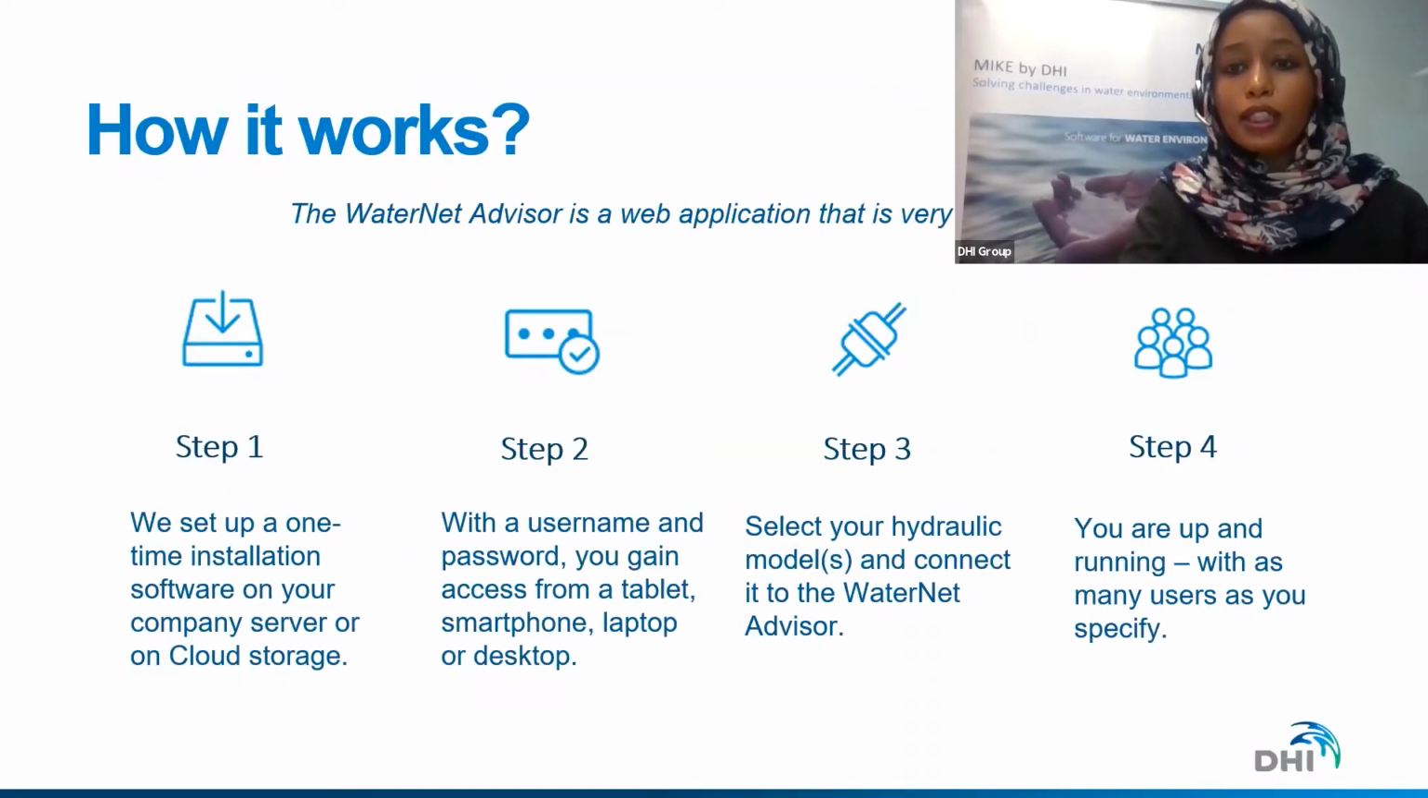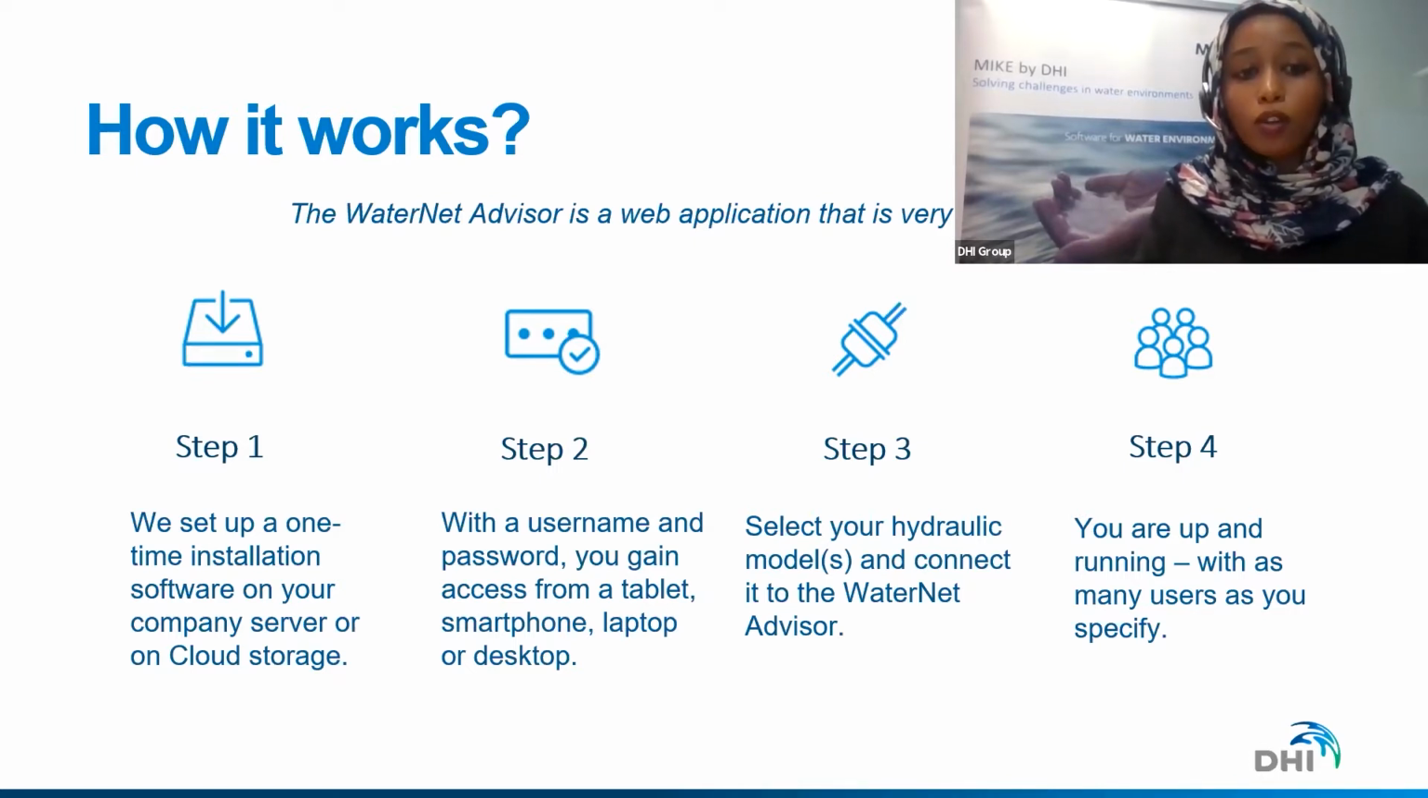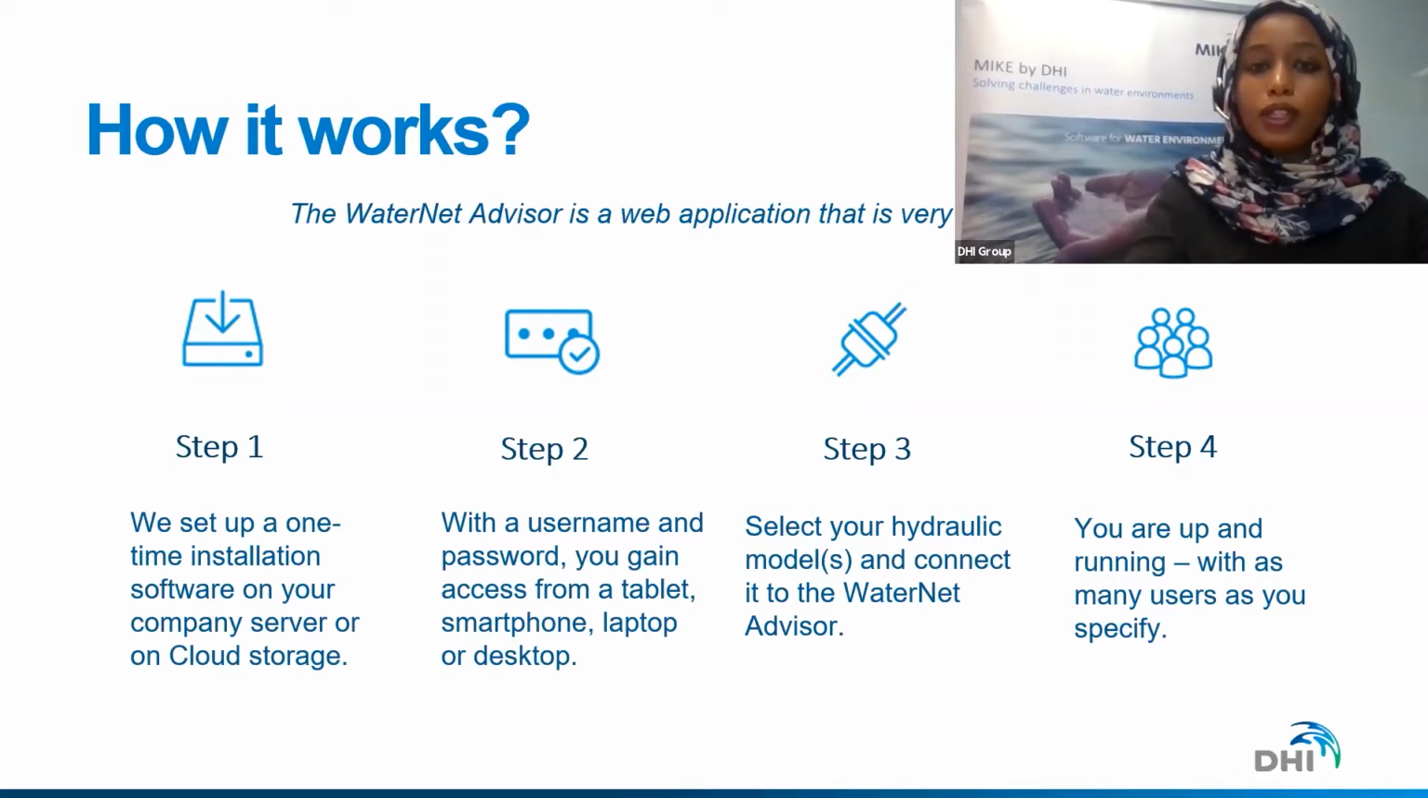How it works, basically, there are four main steps that you would go through as a user. The first step is to set up a one-off time installation of the software in your company server or cloud storage. Each user will have a username and password, and they can just log in online and access their models. Once you log in online, you can access any of the existing models that you've loaded previously or that was shared with you, or you can add a new model in the two formats that I mentioned before. And then you'll be basically ready to run the different scenarios.